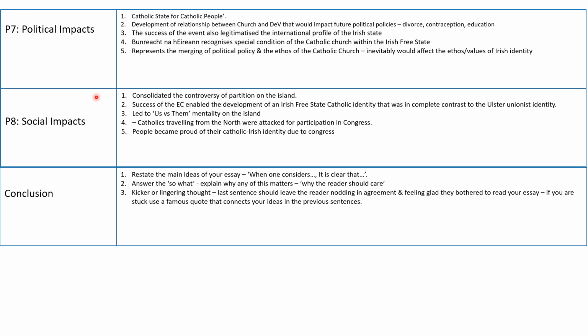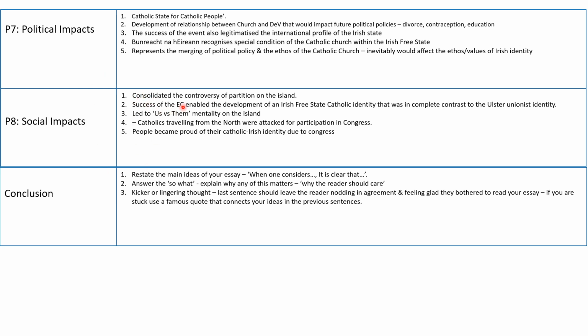So we looked at social impacts in the earlier part of this session, so I'm going to look at social impacts here. If we look at the pieces of evidence that was used to write that paragraph by my student, this was the evidence that she was given.